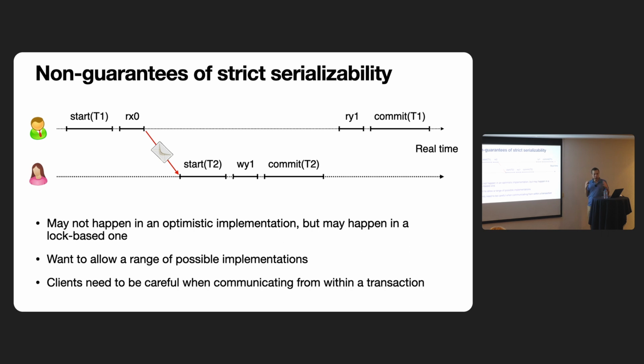So as I said, the real-time order preservation in strict serializability guarantees to the clients that they can communicate outside transactions without surprises. If I commit a transaction and send you a message, then you'll see what I did. That's great. But if you communicate from within a transaction, there are no guarantees. You're on your own. You either shouldn't rely on anything, or if you're using a very particular database implementation, you should look at what it does and see if it provides you any additional guarantees. And you won't be portable in this case.